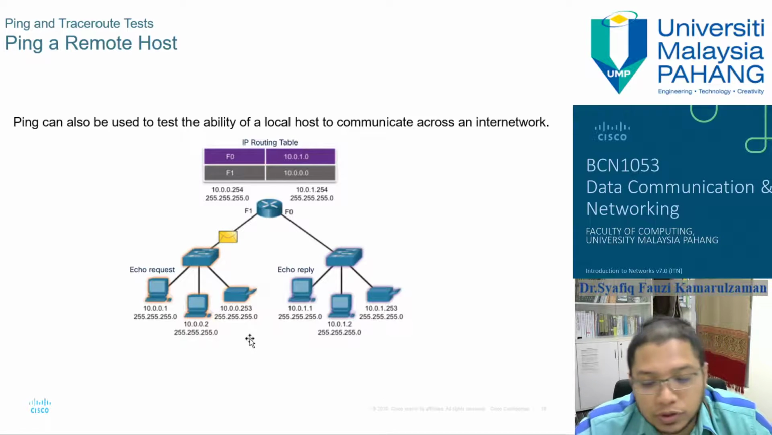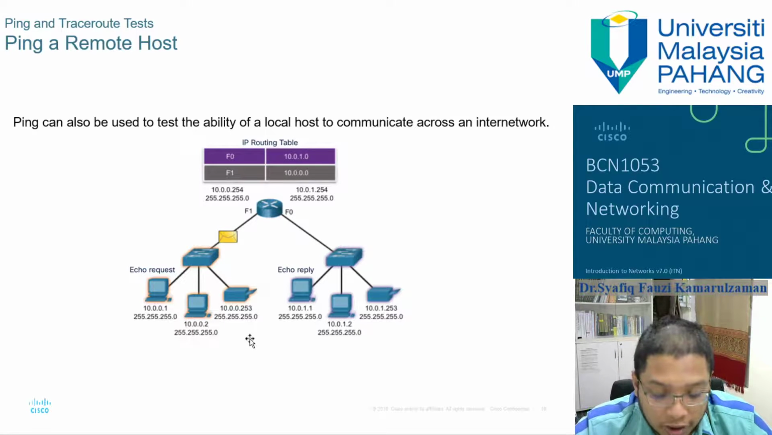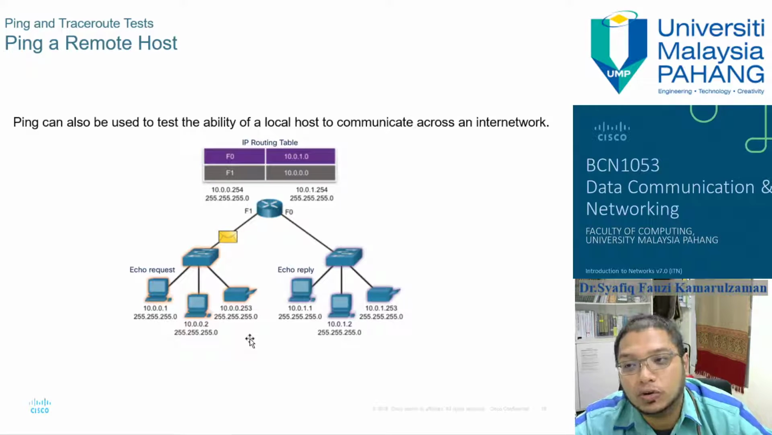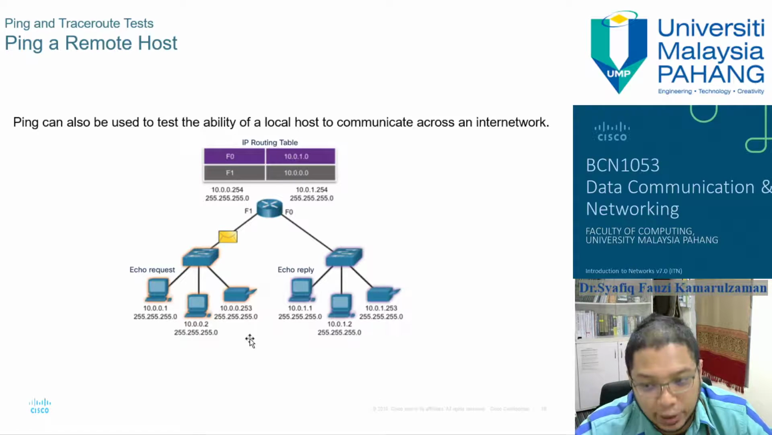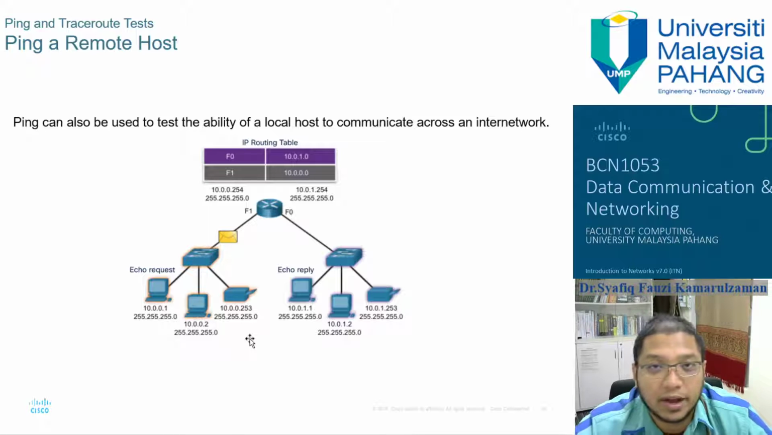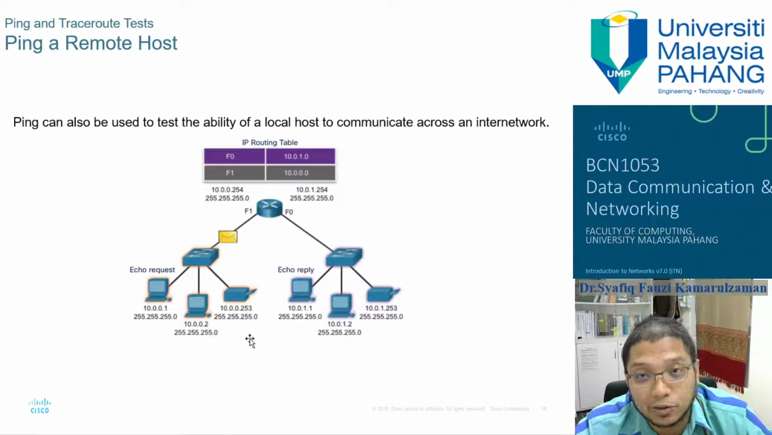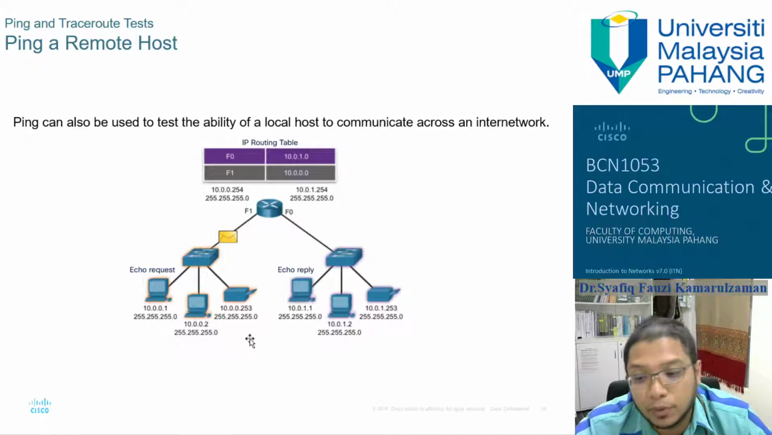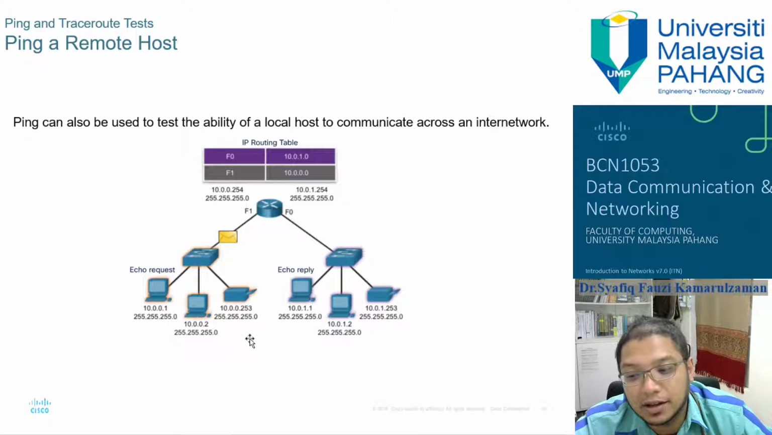This one is, I think, the most common thing you do in your network activity, which is to ping a remote host. You can use ping to test the ability of a local host to communicate across an internetwork. If you have an internetwork, you can ping anything. Even now on your PC, if you have a Google server address, you can ping it as well. So a local host can ping a host on a remote network. A successful ping across the internetwork confirms communication beyond the local network.